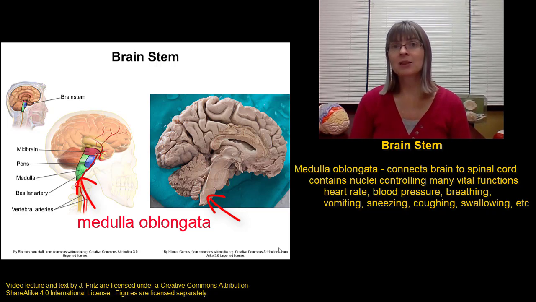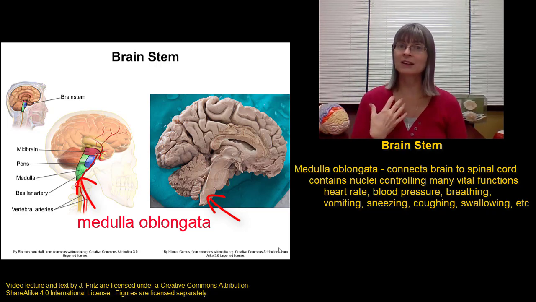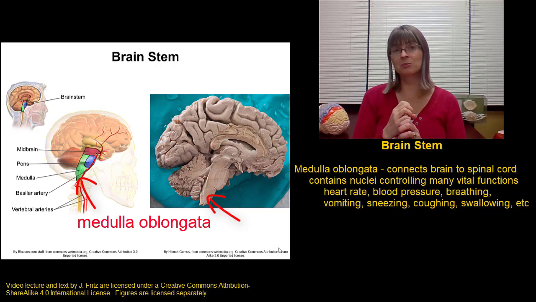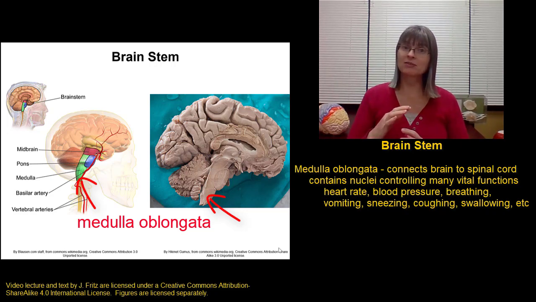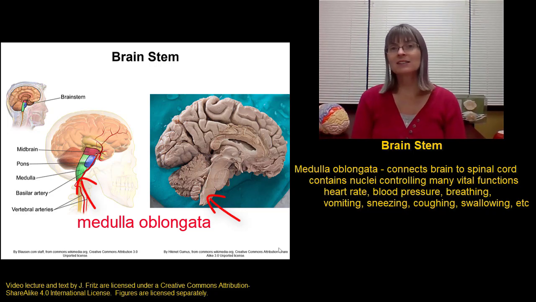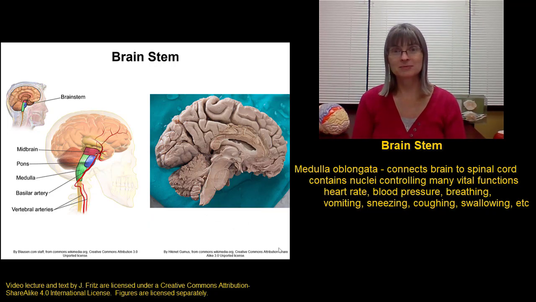Some of the important nuclei in the medulla oblongata include the cardiac center. This is what's going to send signals to the heart in order to control the force and the rate of the heartbeat. We also have respiratory centers in the medulla oblongata that control the rate and depth of breathing. We have a vasomotor center in the medulla oblongata that's important for regulating blood pressure, either by narrowing the blood vessels to raise the pressure or by dilating blood vessels to reduce blood pressure. And there are also centers in there that control coughing, sneezing, vomiting, and other sorts of involuntary reactions.